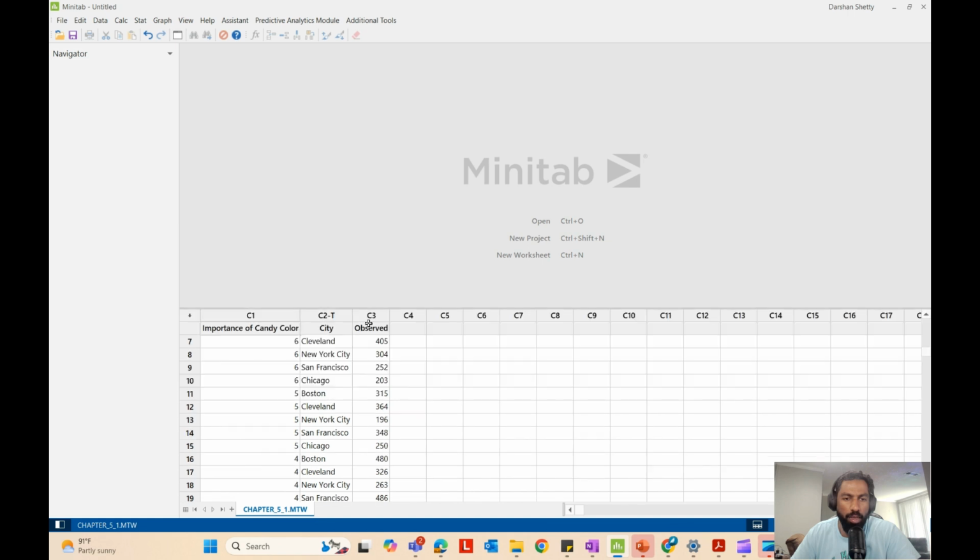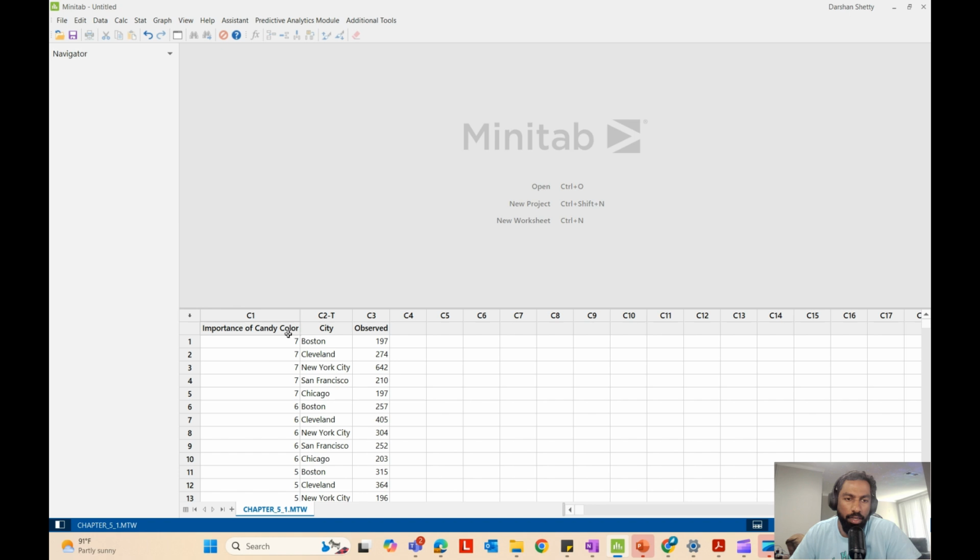So over here in Minitab, I've already populated the data we got from the survey. The first column represents the rating, importance of candy color, which is from 1 to 7. The second column represents the cities, all the 5 cities. And the third column is the number of people who voted. So 197 is the number of people who voted 7 in Boston. 274 is the number of people who voted 7 in Cleveland, and so on and so forth.